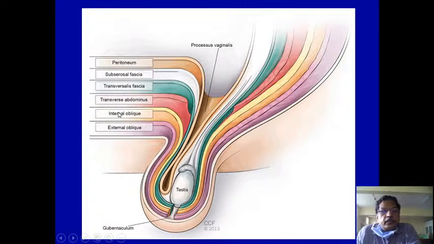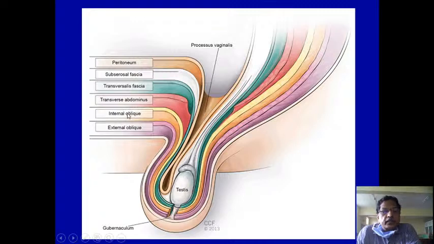See, internal oblique also forms in the inguinal canal the cremaster muscle. It gives some muscle fascicles around the cord in the inguinal canal. We call that cremaster muscle. And beyond the external ring of the inguinal canal, it will be a fascia. We call that cremasteric fascia, another layer of the scrotum.